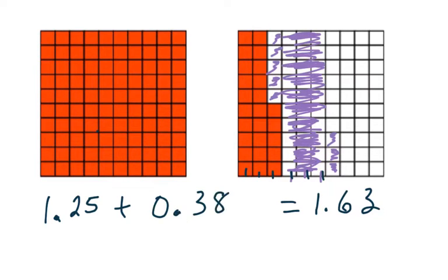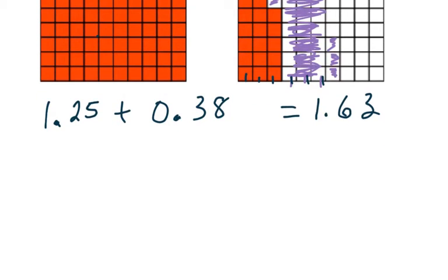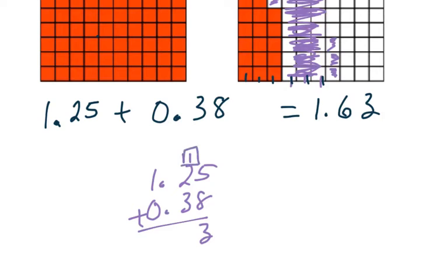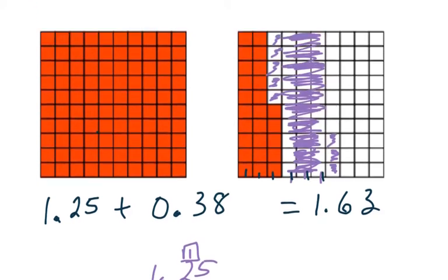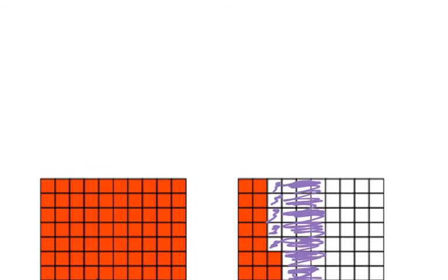38 hundredths. And if I check my work just to make sure that everything matches up properly, 1 and 25 hundredths plus 38 hundredths, that's 3, regroup, box it to let me know that I'm done regrouping. And that does match. What I added up using the equation does match the model.